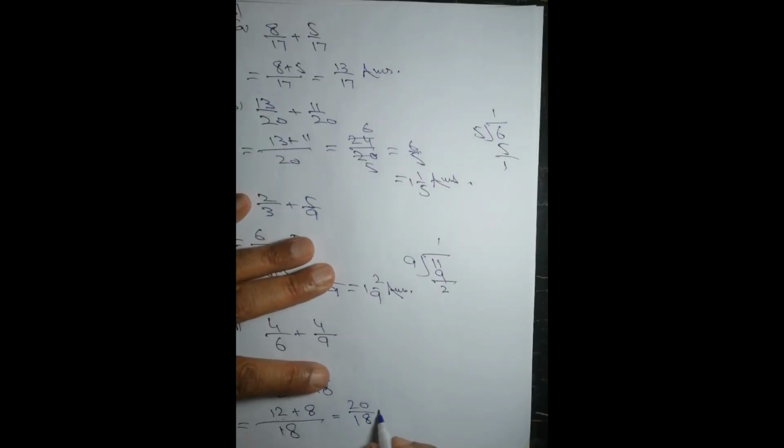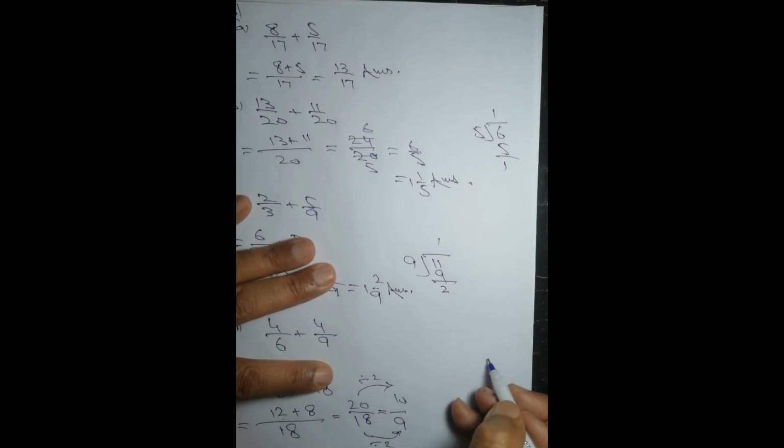12 plus 8 is equal to 20 over 18. We can simplify it by dividing by 2. So this will be 9 and this will be 10 by dividing by 2, and similarly the numerator divided by 2. So now again this is improper. Whenever there is improper form, make it a mixed number by dividing. 9 ones are 9, remainder 1, that is 1 whole 1 by 9 is the answer.